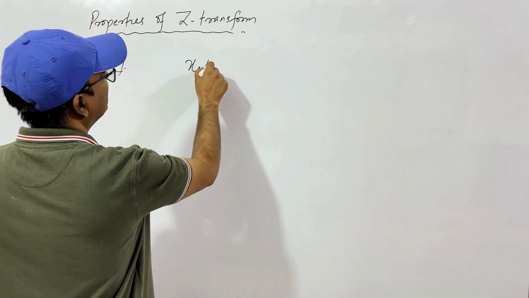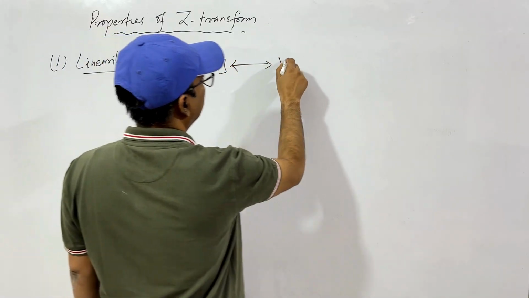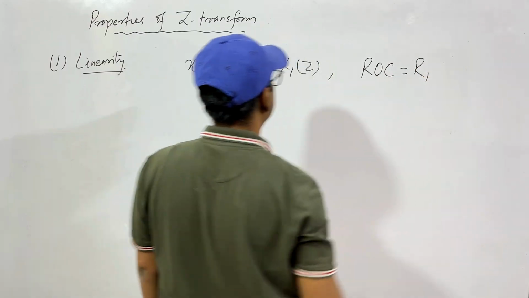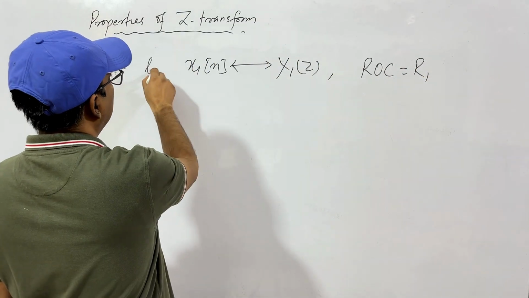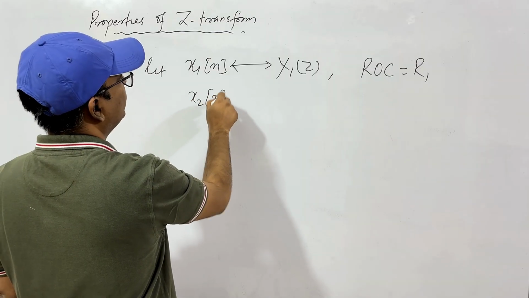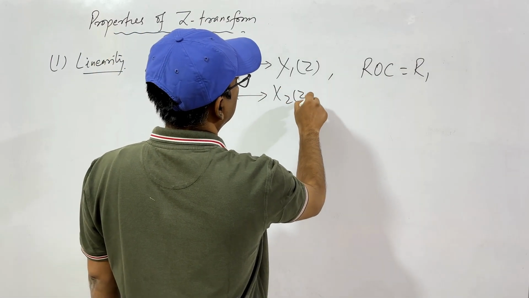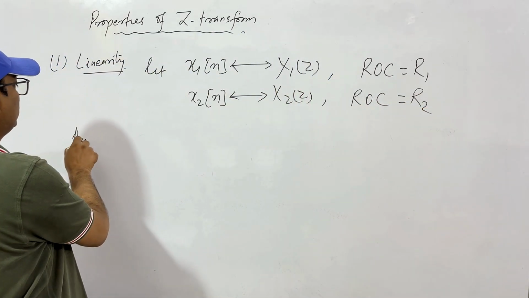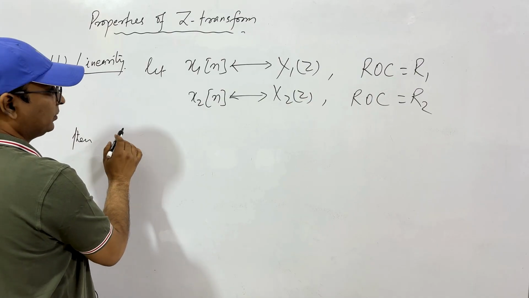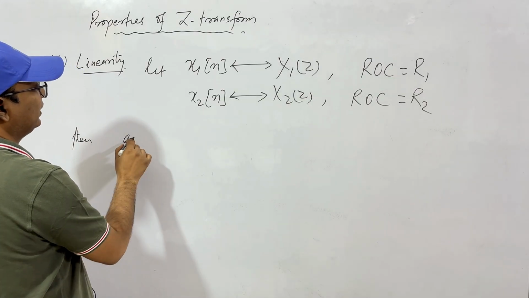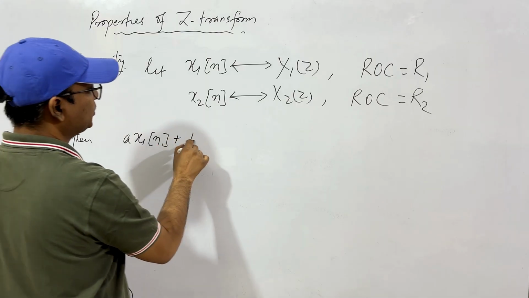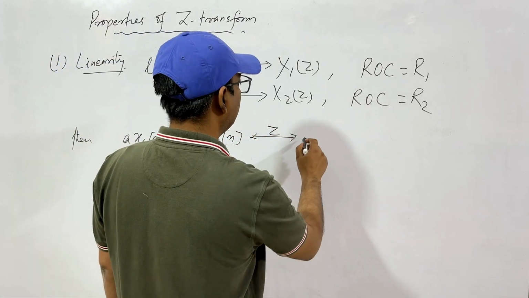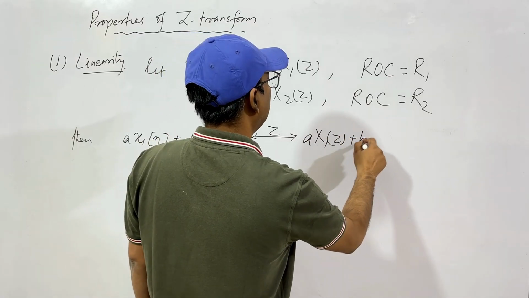If for a sequence x1[n], the Z transform is X1(z), with region of convergence, let's say R1. This is the region of convergence for x1[n]. Let the second sequence be x2[n], which has X2(z) with ROC equal to R2. Then, according to the linearity property, for some arbitrary constants a and b, a x1[n] plus b x2[n], the Z transform will be a X1(z) plus b X2(z).